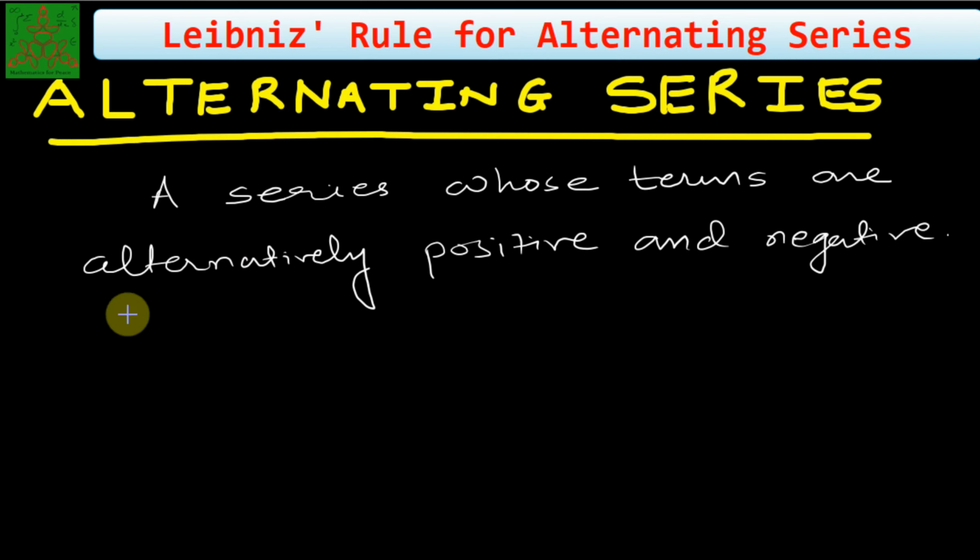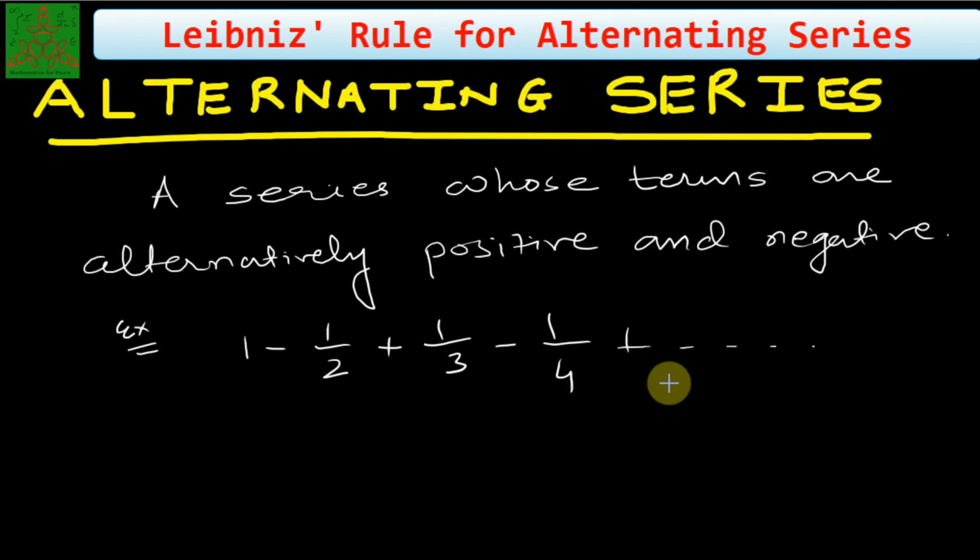For example, the series 1 minus 1 by 2 plus 1 by 3 minus 1 by 4 and so on. This series is known as an alternating series because the first term is positive, the second term is negative, the third term is positive, the fourth term is negative. So alternately, positive and negative terms appear here.